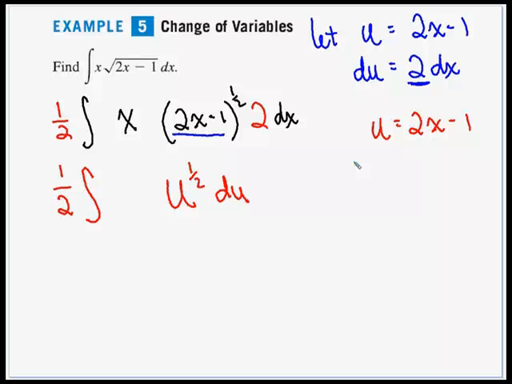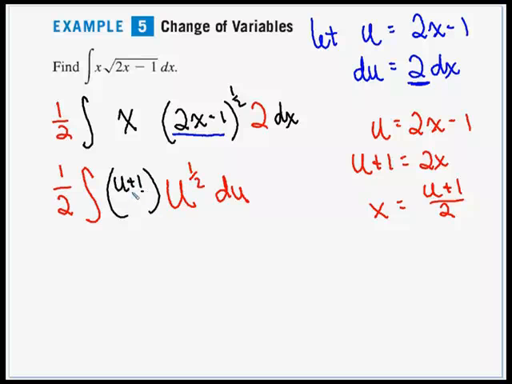So first, add 1 to both sides. u plus 1 equals 2x. Divide by 2. x equals u plus 1 over 2. So I'm going to replace this x with a u plus 1 over 2. And I don't like that, divided by 2. Remember, that's just a fraction. This divided by 2 I can drag out front as another 1/2. And since we already have a half out front, a half times a half is a 4th.